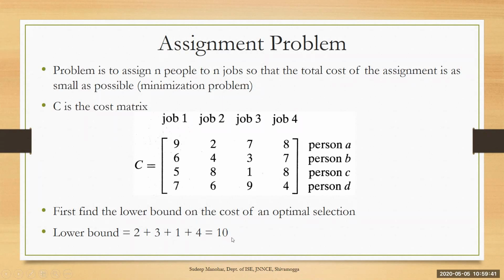The first step is you have to calculate the lower bound. How to calculate the lower bound? In each row, see which cost is minimum, and add all the costs. So from row number 1, 2 is minimum. From row number 2, 3 is minimum. From row number 3, 1 is minimum. From row number 4, 4 is minimum. So you will get the lower bound for this problem.